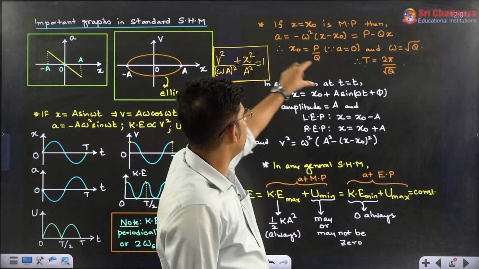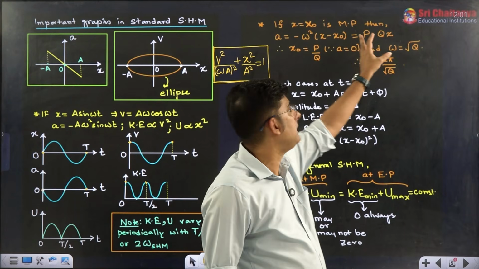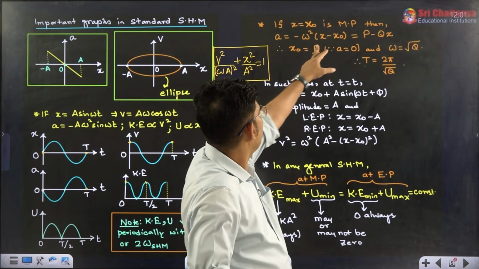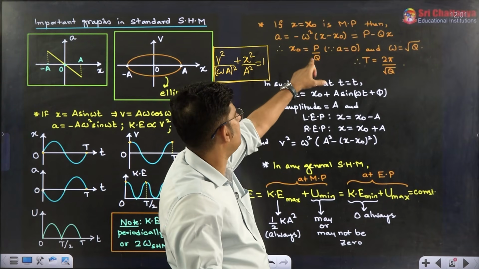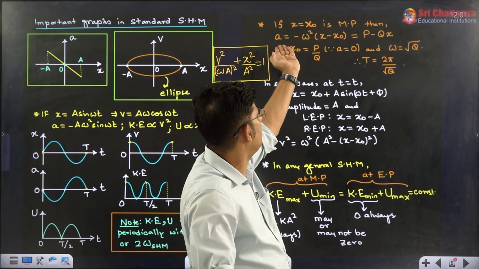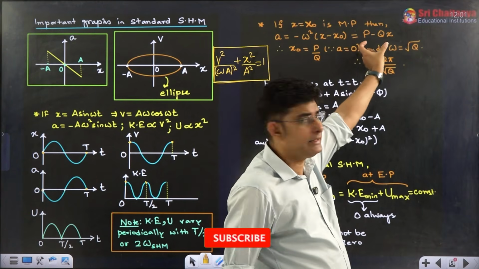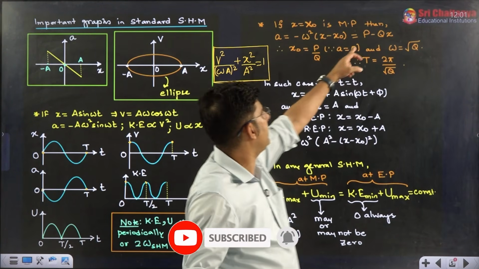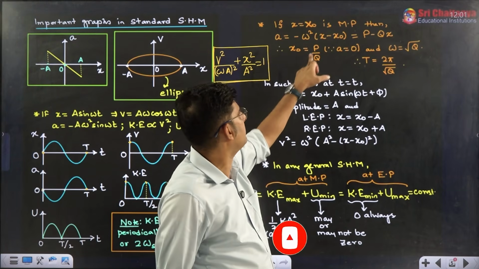So basically acceleration takes the form p minus qx, where p and q are positive constants. If you compare this, you will get the mean position x naught as p by q. Why? Because mean position means acceleration 0. So if you get forms like this, acceleration written as p minus qx, what to do? Simply make it equal to 0. You get the mean position x naught as p by q.